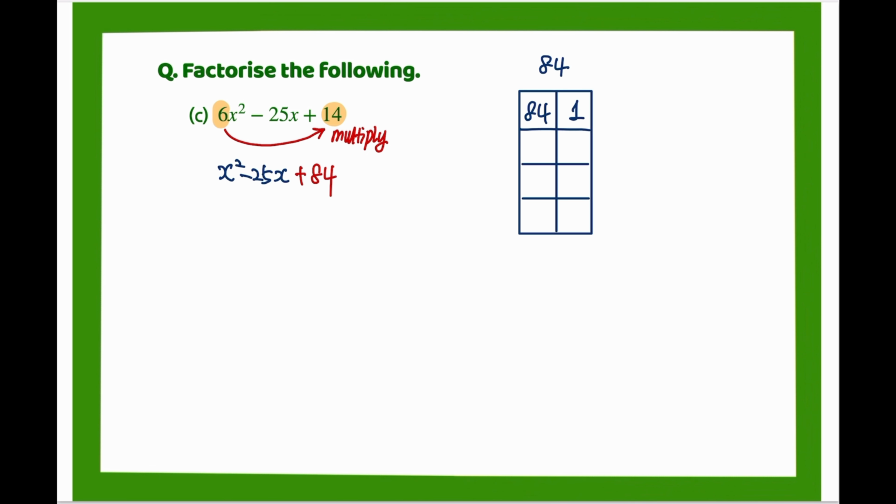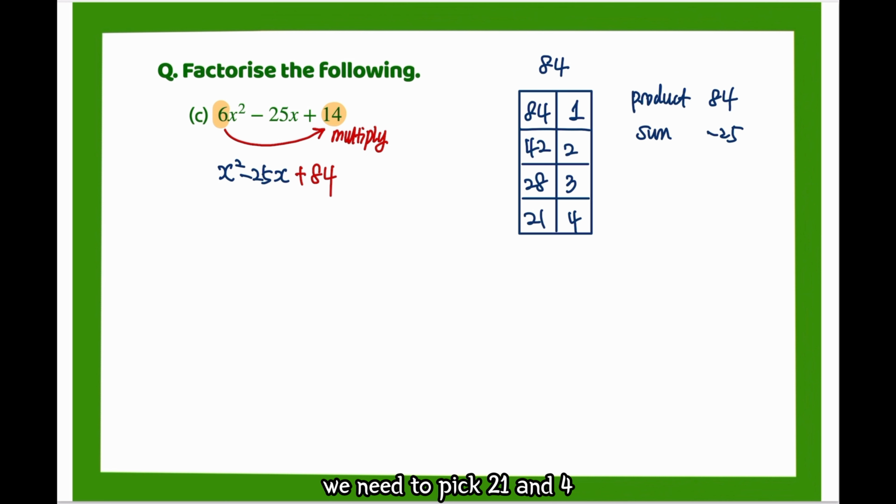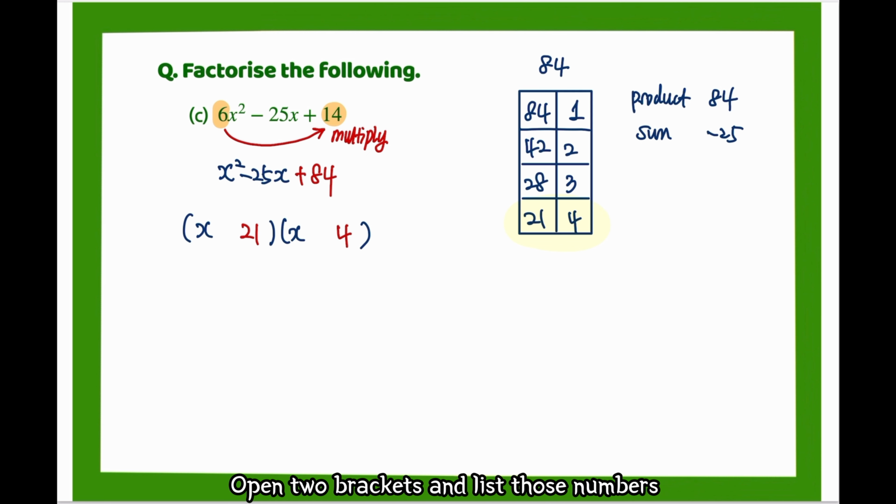which are 84 and 1, 42 and 2, and 28 and 3, and 21 and 4. Since we need two numbers whose product is 84 and sum is minus 25, we need to pick 21 and 4. Open two brackets and list those numbers 21 and 4. To get the product of 84, we need two negative signs.